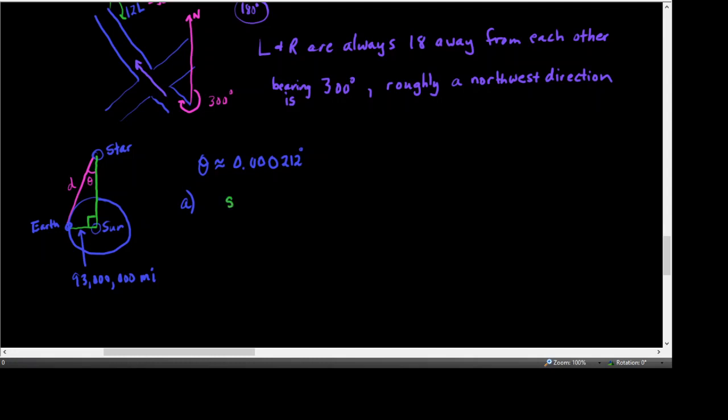That's the sine, right? So the sine of our very, very small angle, make sure you're in degree mode, by the way, the sine of that angle is going to be opposite, 93 million, divided by hypotenuse, which is d.